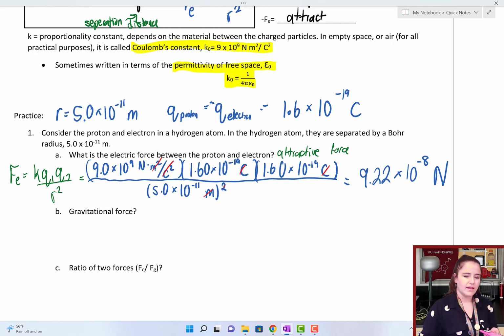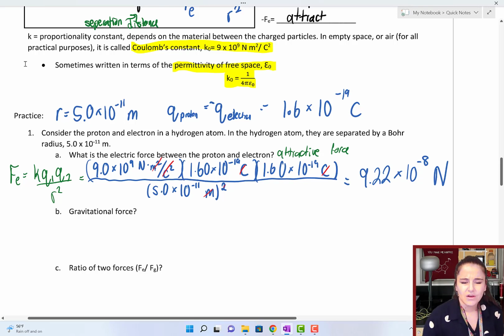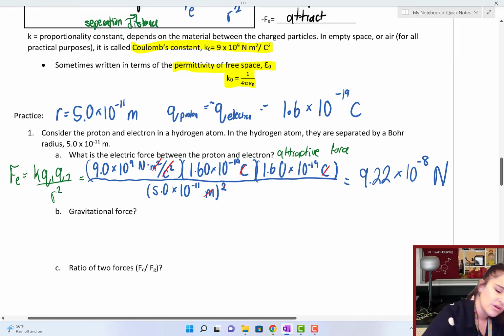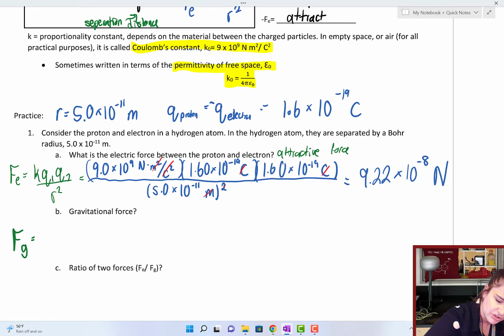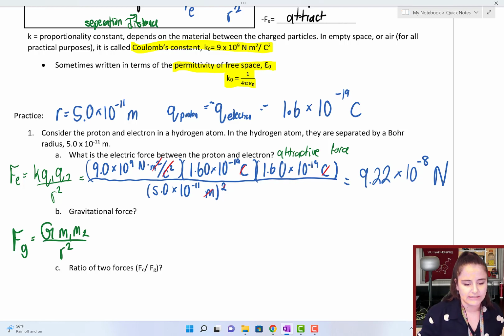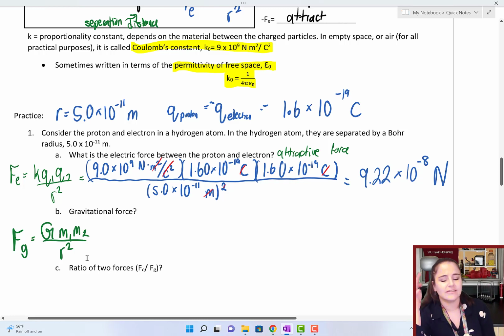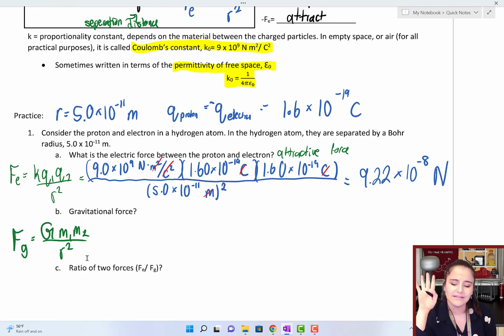Now, I'm asking you about the gravitational force. Did this equation look a little familiar? It is almost identical to the gravitational force equation, which is just a different constant, the gravitational constant G, times the two masses over the radius squared. They have very similar equations. What is the difference between these two forces?